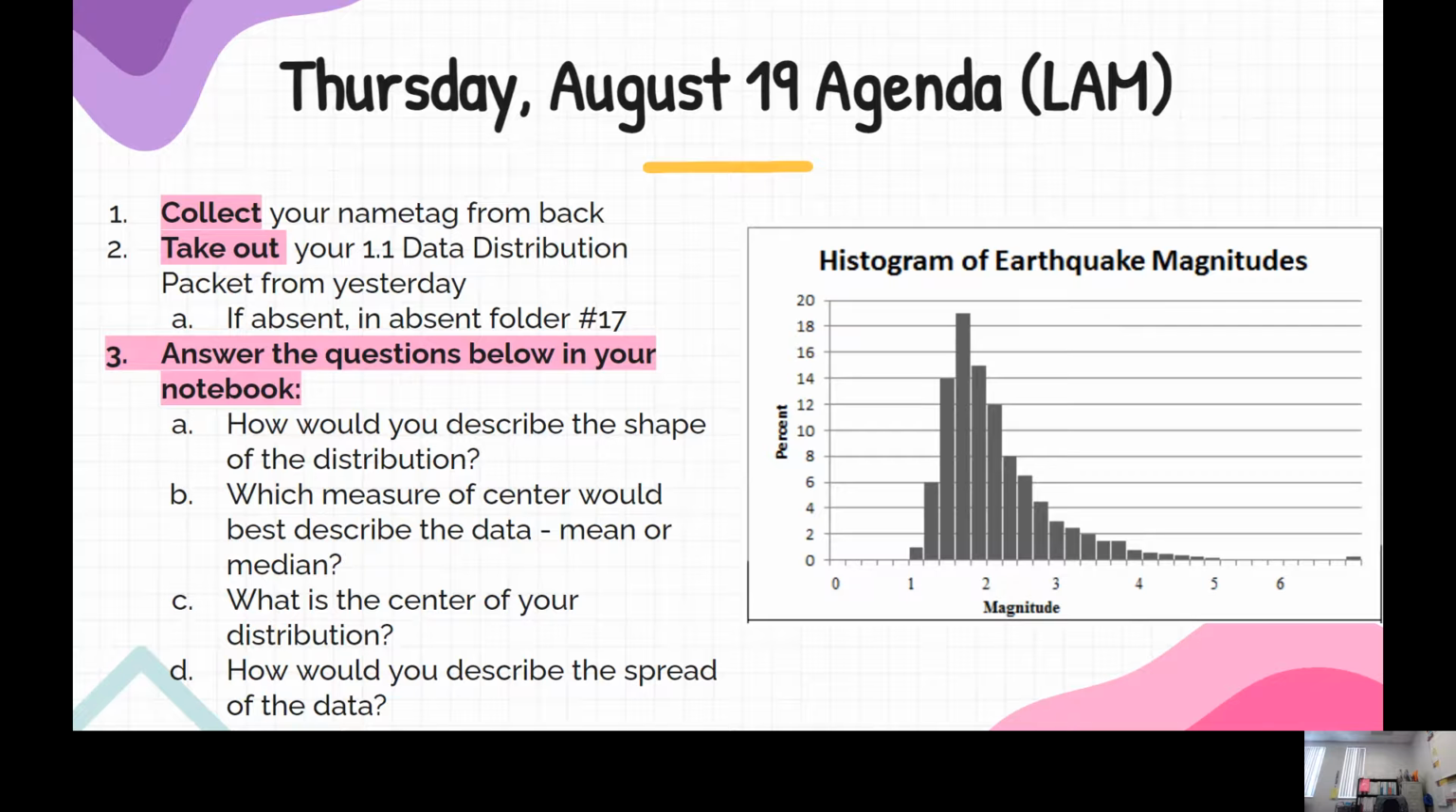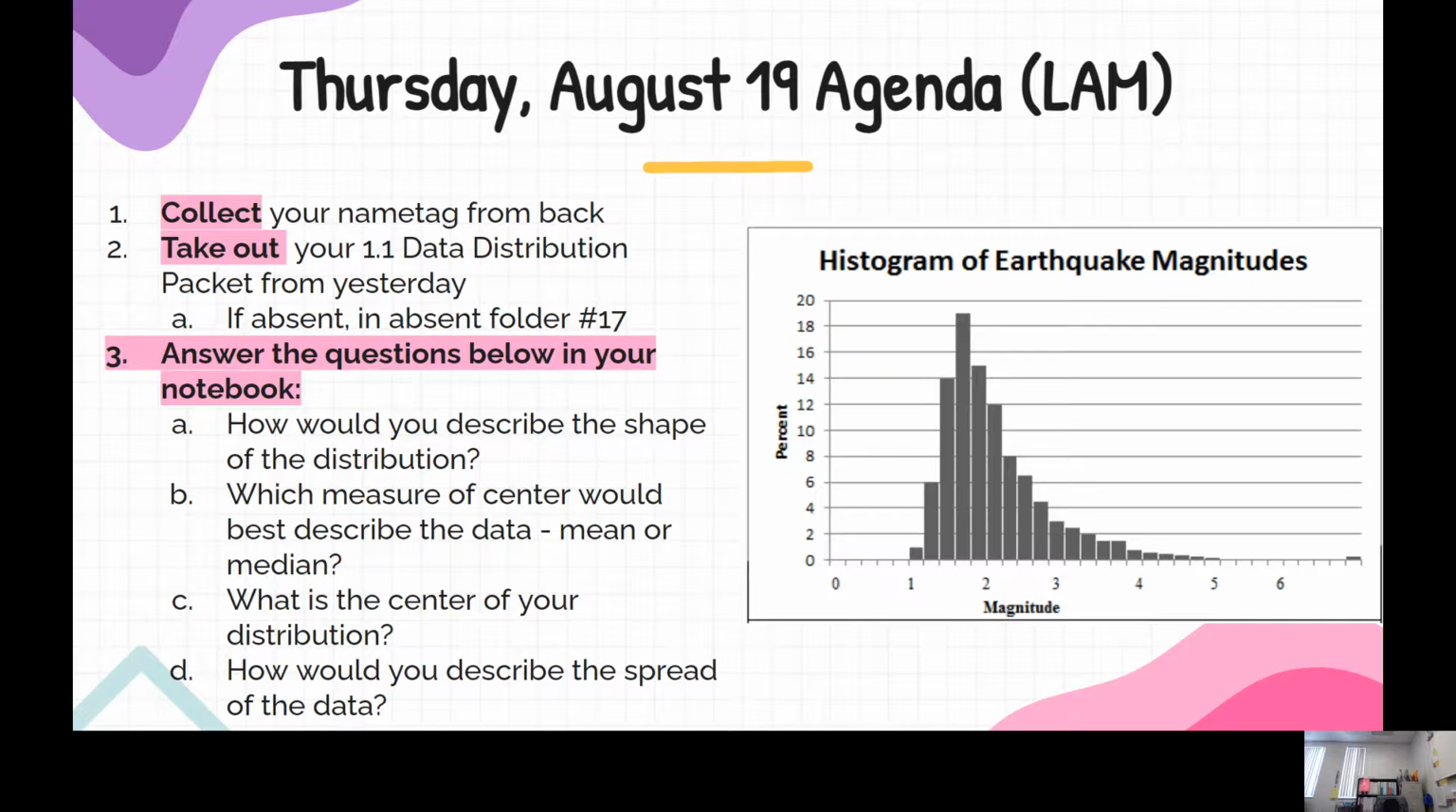I'm sure you know that already. But it'll tell you here how strong the earthquake is, and then the percent or number of earthquakes that are at that magnitude, right? So we've got kind of a distribution here that looks like what? So if you kind of trace over this here, it is right skewed.